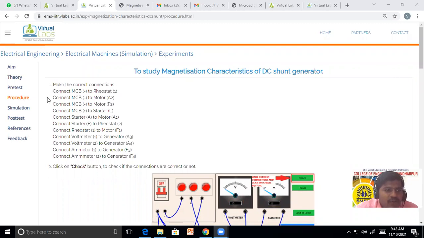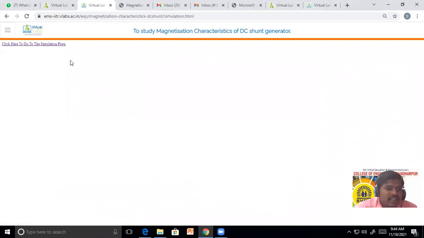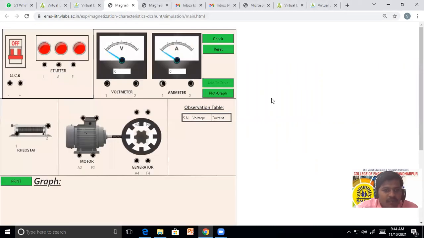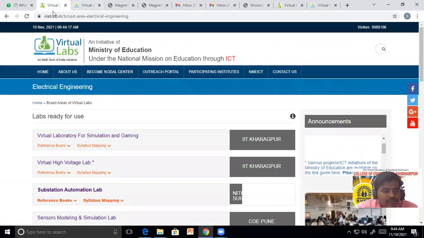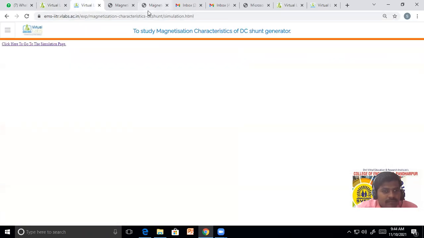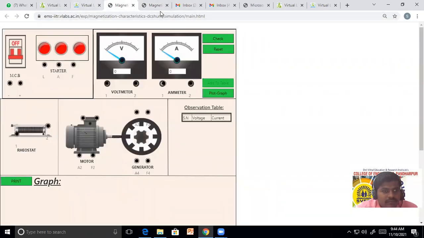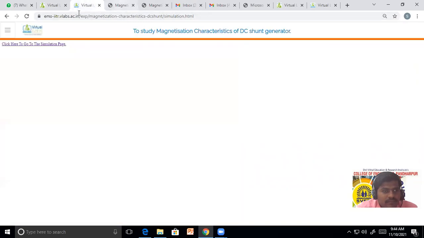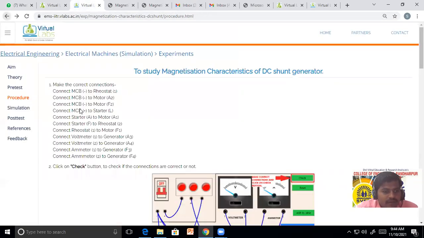Okay, so next, after the procedure, there is the simulation point. Simulation point is there. So click here to go to the simulation page. Okay, then here it is the simulation page, it can be opened. हे लक्षात येते का तुमच्या? सिम्युलेशन पेज ओपन कसं होत आहे? Okay, so simulation page.